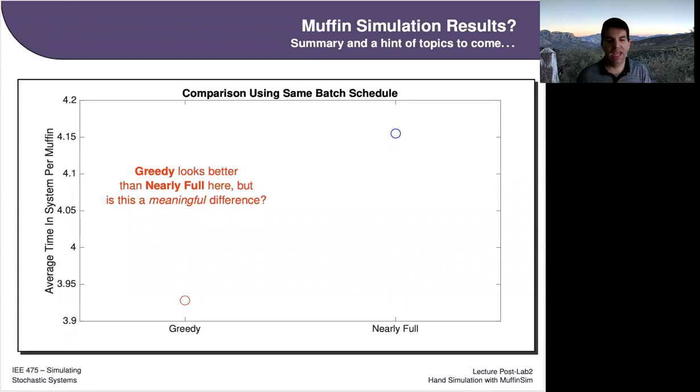And so you came out, and some of you might have gotten a greedy policy with an average time in the system of, I don't know, 3.9 or something like that. It might differ for you because I just picked one of these. And then some of you might have gotten an average nearly full policy of 4.15. So here it looks like the greedy policy is better than the nearly full because those muffins don't wait as long. They don't spend as much time in the system.